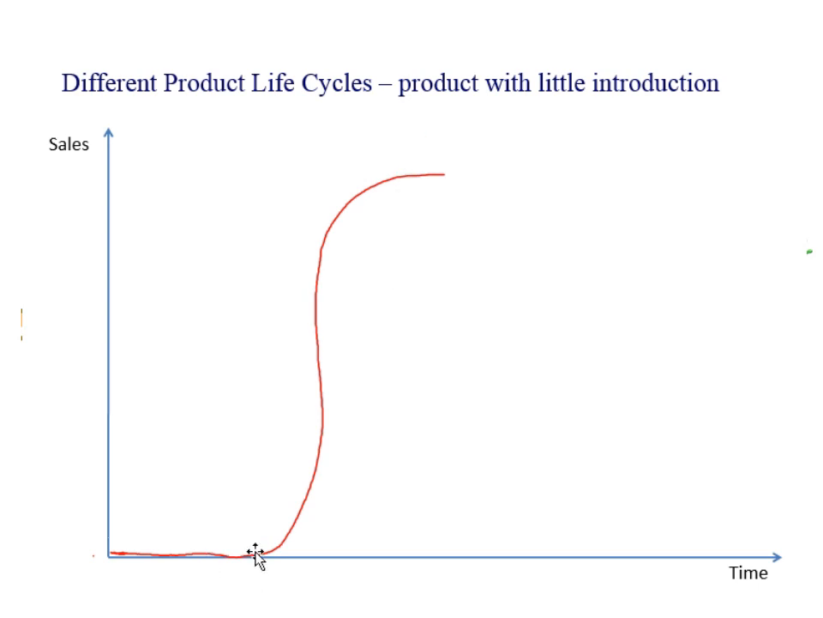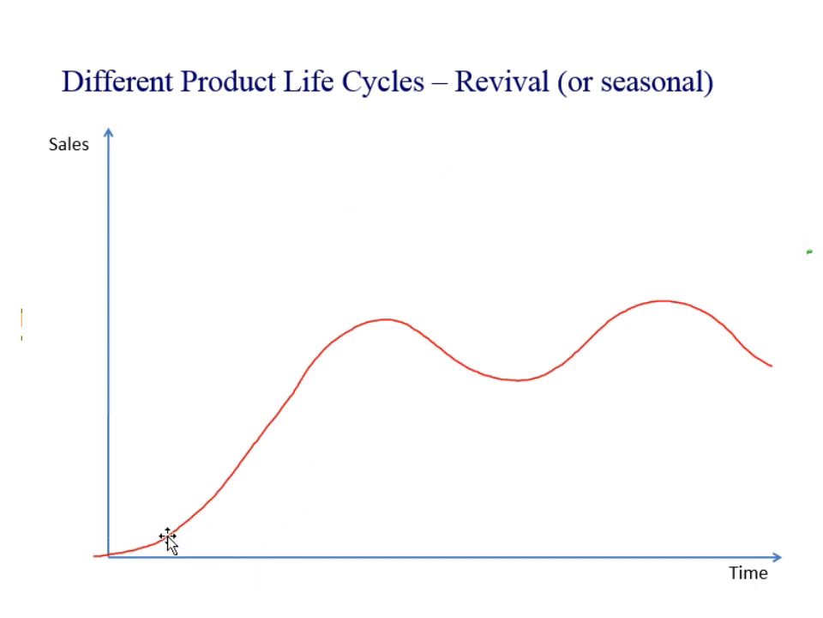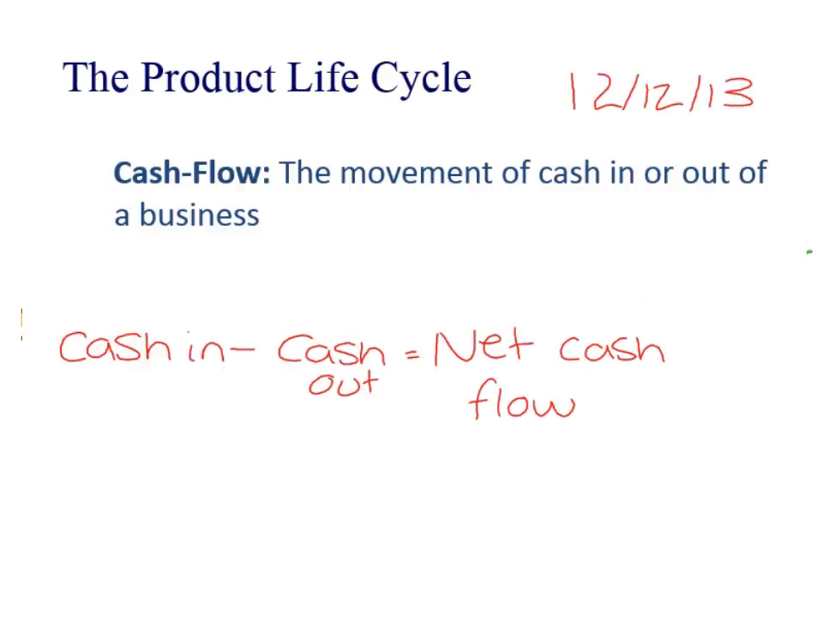Maybe if you've got like that really steep incline, it shouldn't, by the way, be bending back on itself there, but if you've got a really steep incline, maybe you need to think about doing price skimming as a strategy, because you've already got demand for the product before it's released. Here's one that could be a revival product, so it comes into fashion, goes out of fashion, comes back into fashion, or maybe a seasonal product as well.